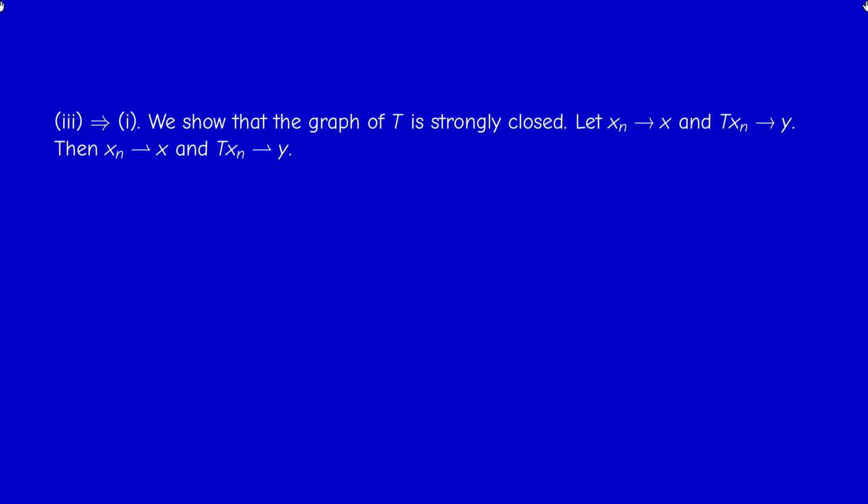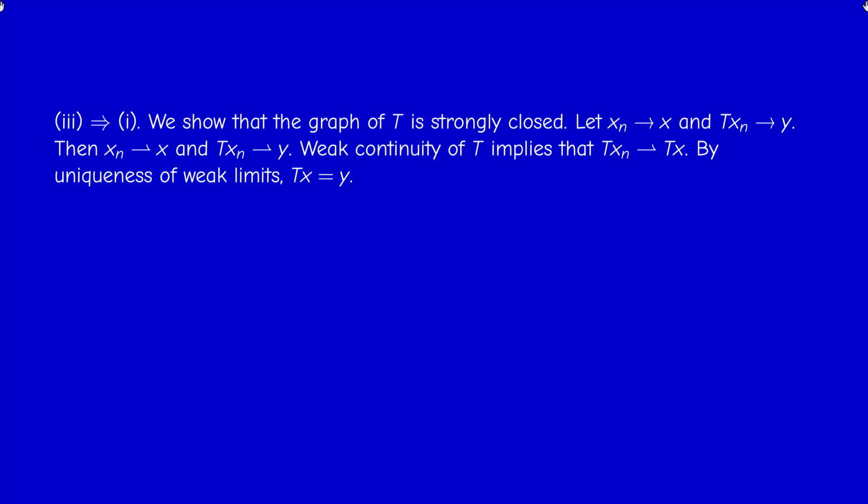Now, strong convergence, as we know, implies weak convergence. So therefore, xn in particular converges weakly to x, and Txn converges weakly to y. And since T is continuous weak by assumption, then in particular it's weakly sequentially continuous, if you like. So Txn converges weakly to Tx. So what do you have now? We have Txn converges weakly to y, and Txn converges weakly to Tx, but the weak limit is unique because the topology is Hausdorff. Therefore, Tx equals y, and therefore (x, y) is in the graph.